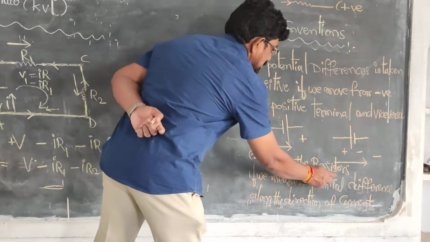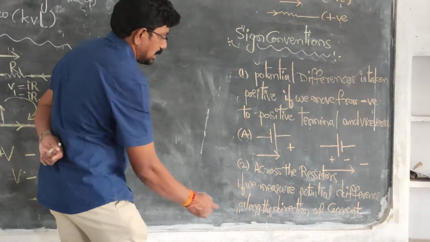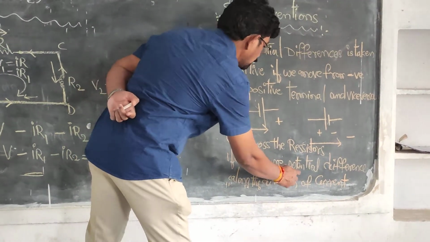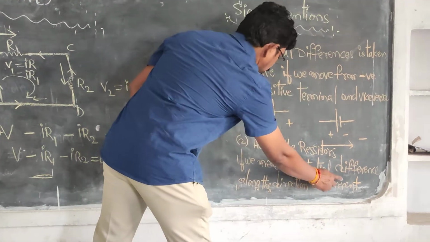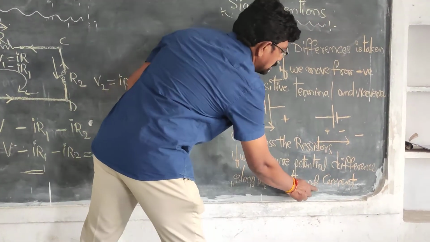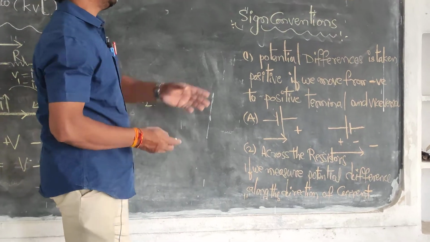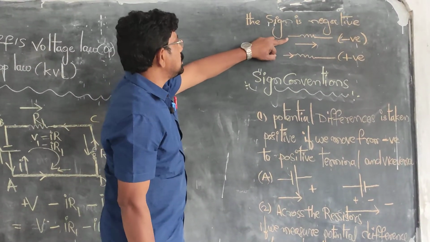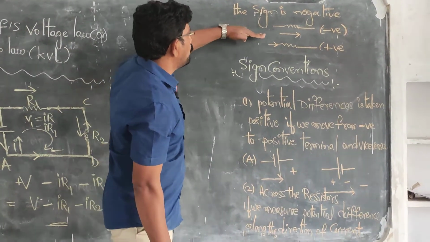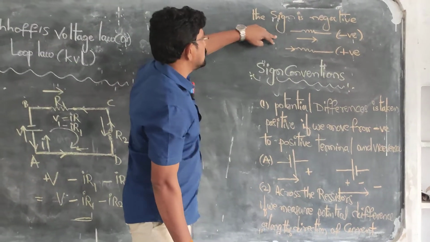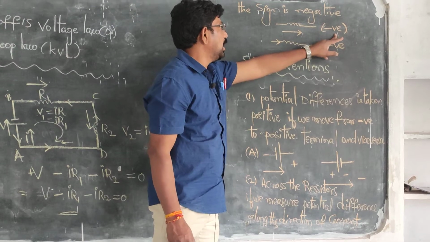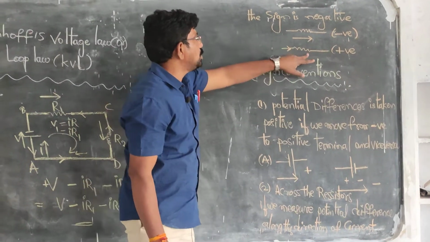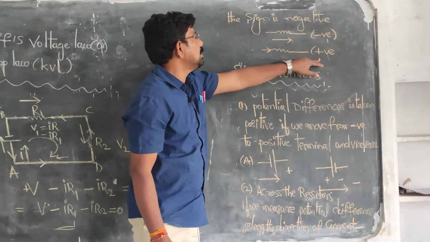Across the resistors, if we measure potential difference along the direction of the current, observe this one. This is the resistor. So I am measuring the potential difference along the direction of the current. So the sign is negative. And see, if you measure in the opposite direction, then the sign is positive.